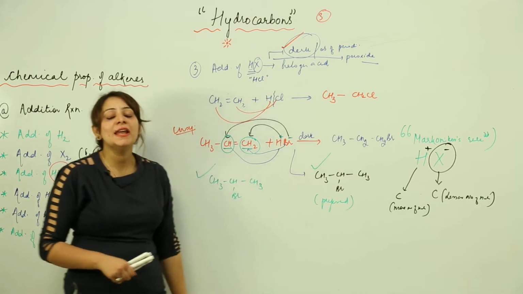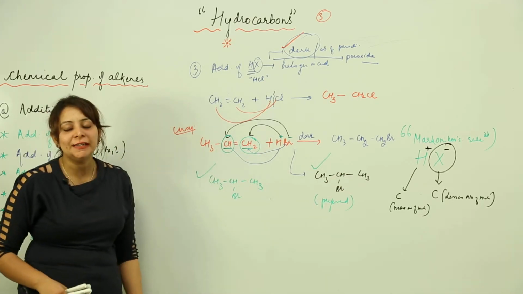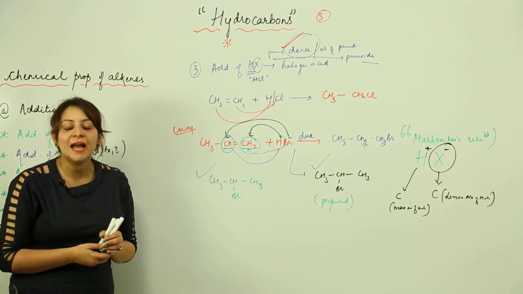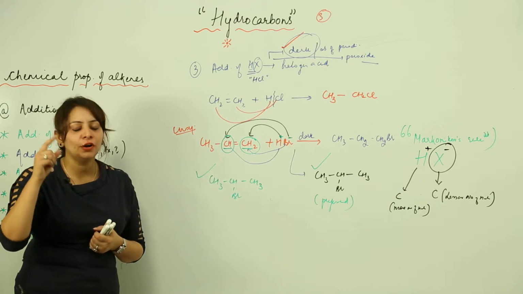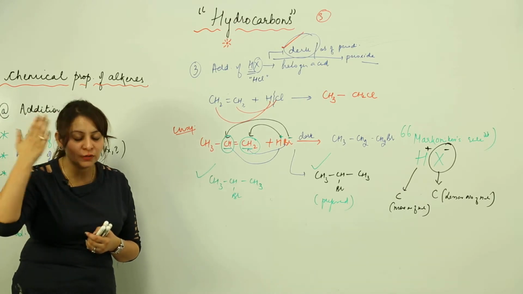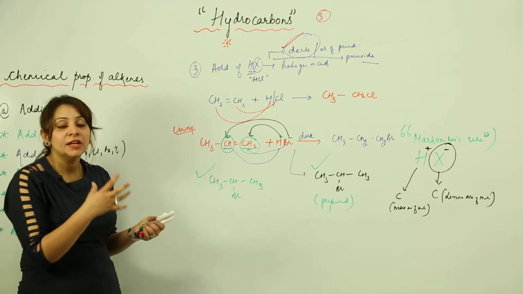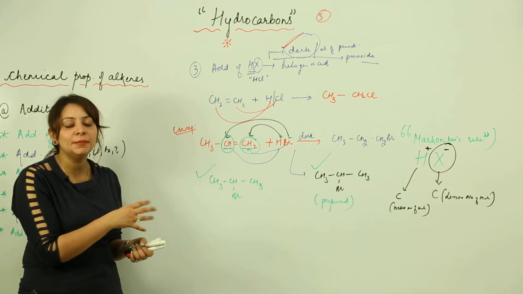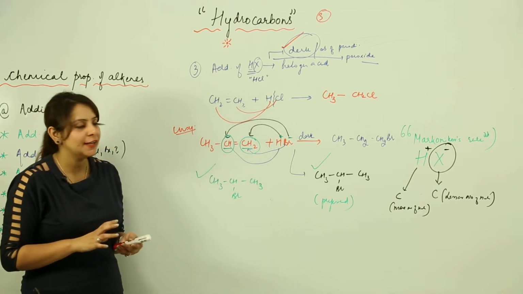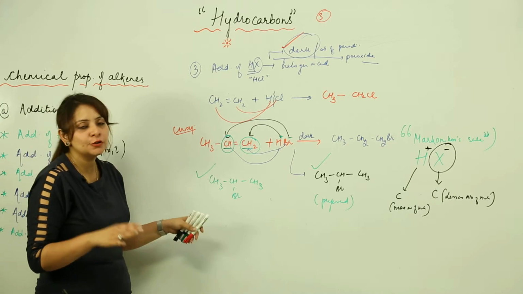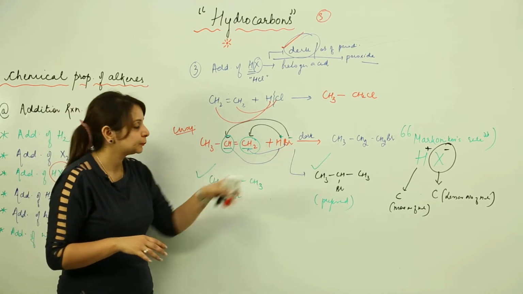That means whenever you are adding anything to an unsymmetrical alkene, the negative part is going to attach to the carbon atom of the double bond which carries a lesser number of hydrogen atoms, and the hydrogen to the carbon which carries the maximum number of hydrogen atoms. So this is the addition of HX or HBr. This rule is obeyed mostly, and most of the time you get a question involving HBr.